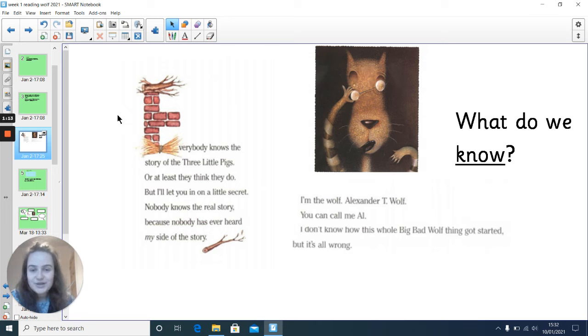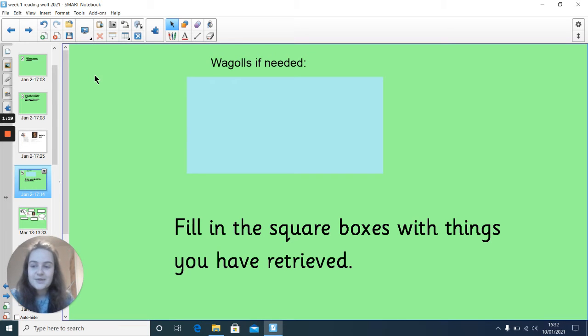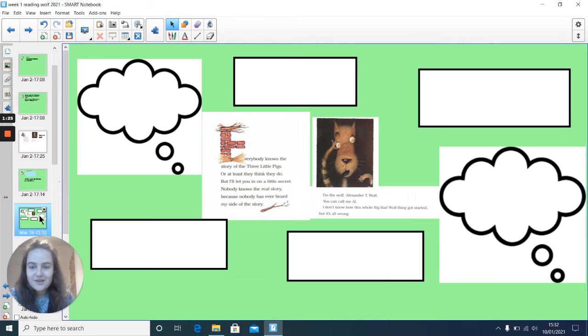So we're thinking about what we know from reading that part of the story and looking at the picture. Okay, so here are some things that we know. The things that we have retrieved, the things that we know, are going to go in the rectangular boxes if you are using the worksheet. And if you're writing them down just on paper, that's absolutely fine as well.